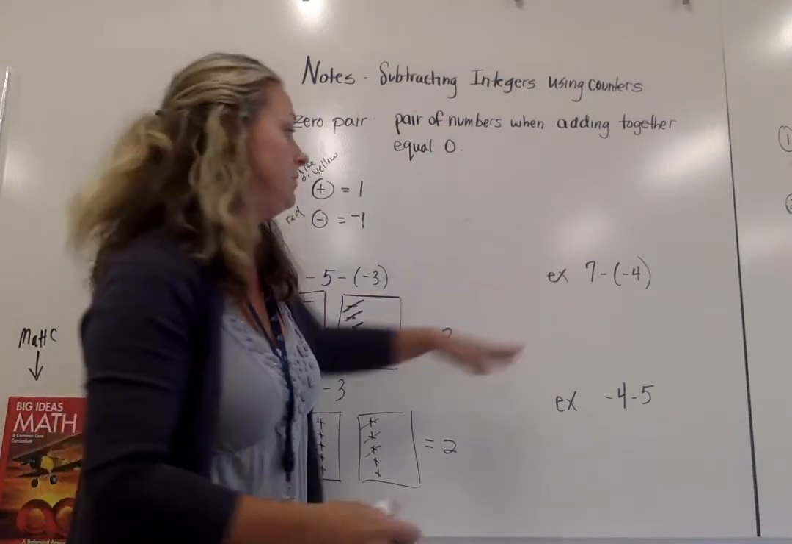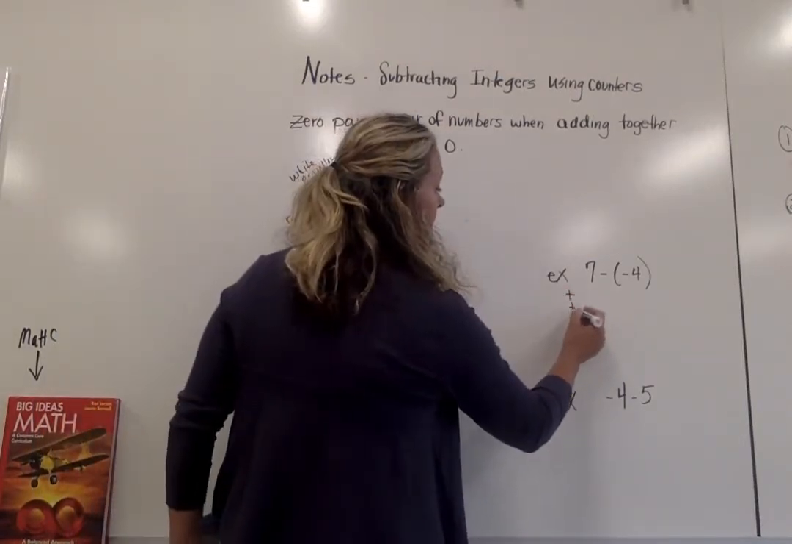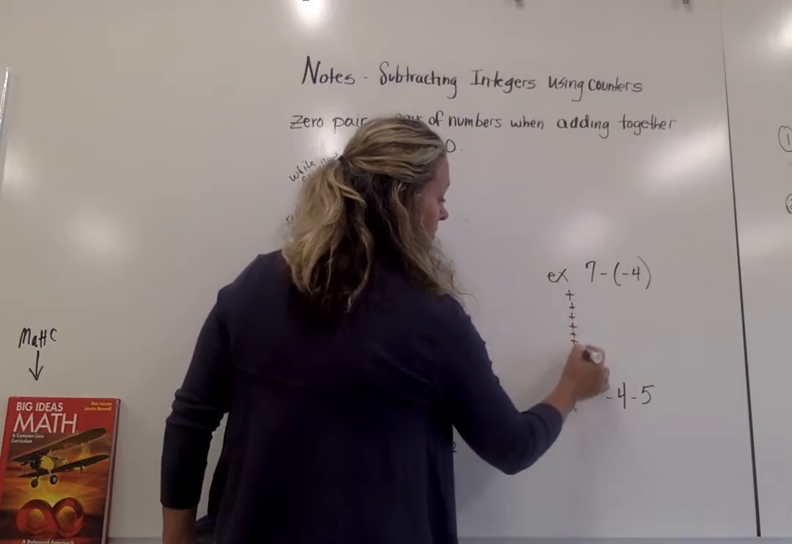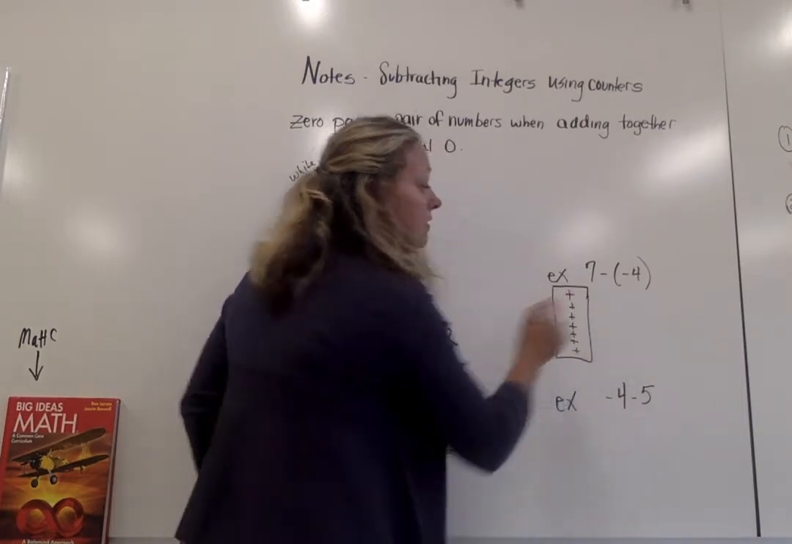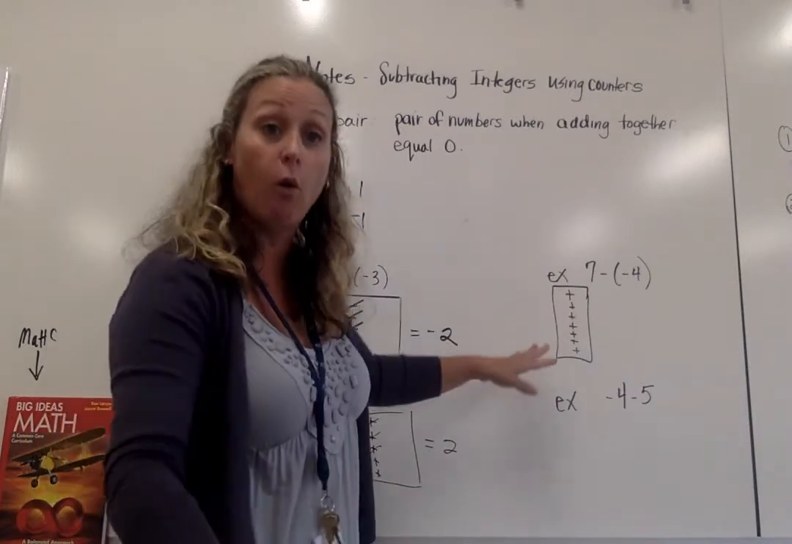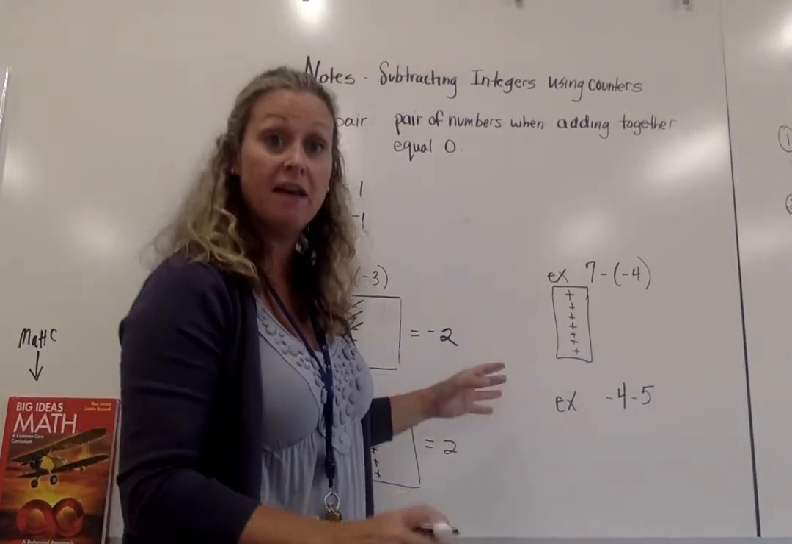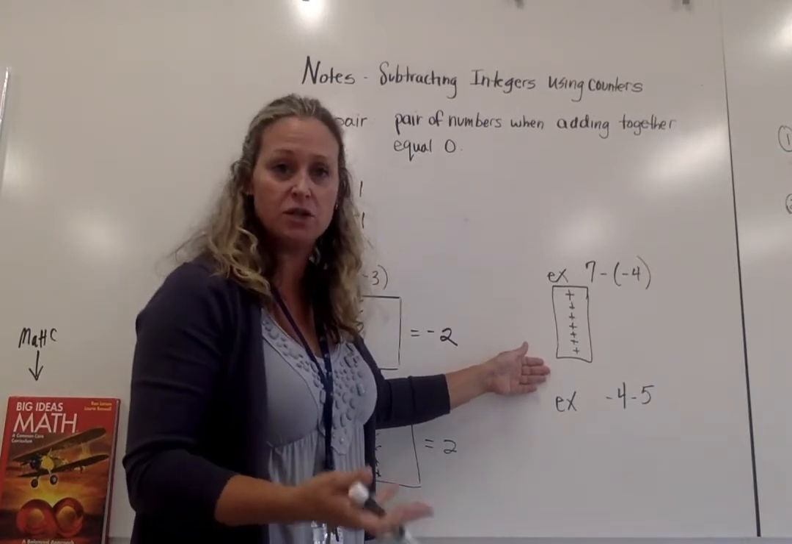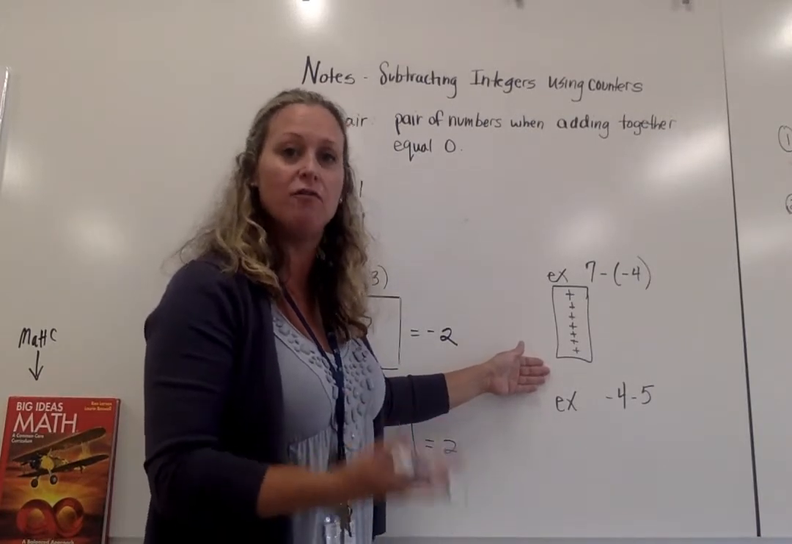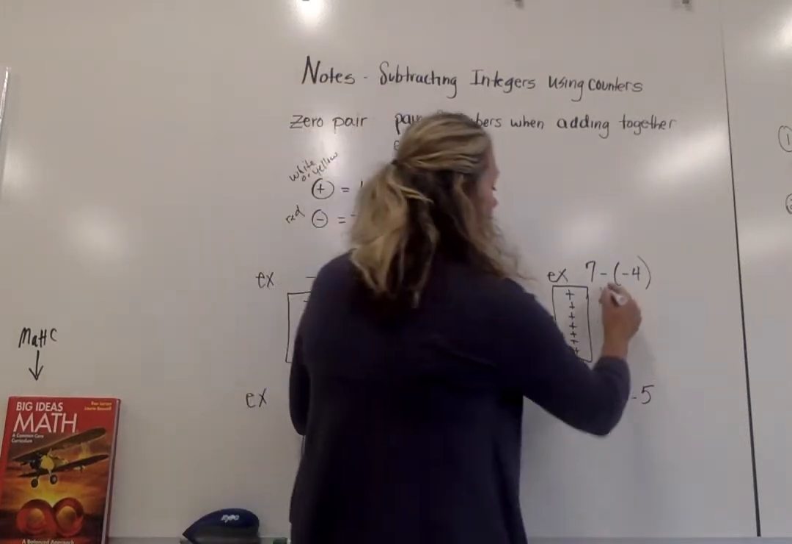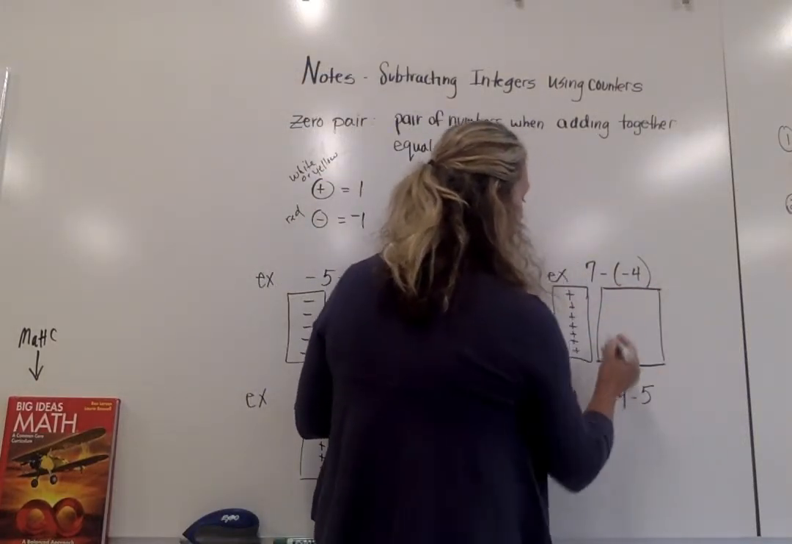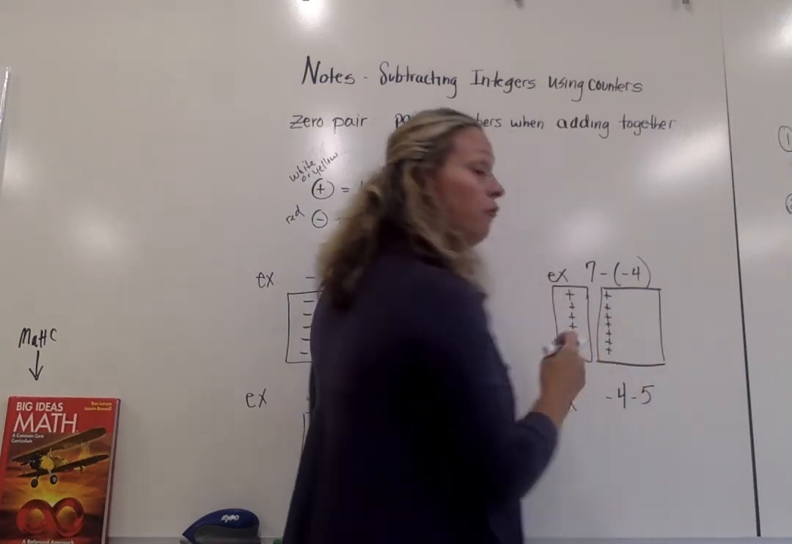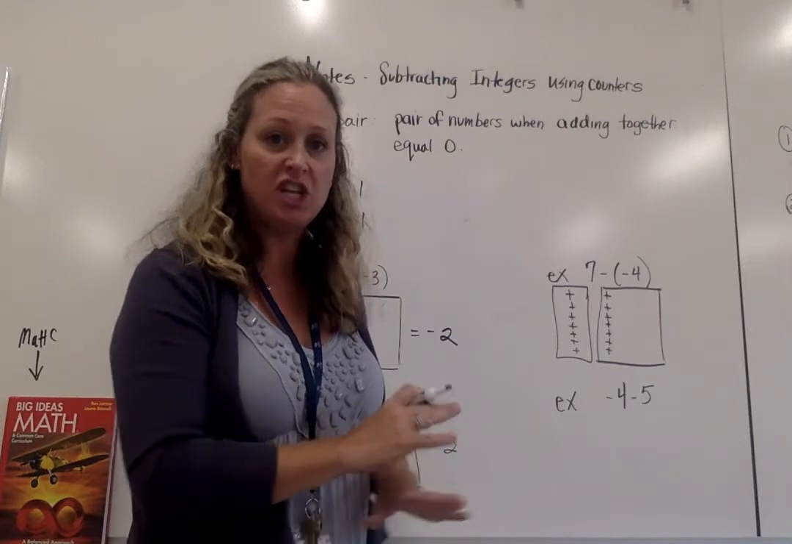In these two examples, I'm going to start the same way. I'm going to model that I have 7: 1, 2, 3, 4, 5, 6, 7. This problem is telling me to take away 4 negatives from 7 positives. As you notice here, I don't have 4 negatives to take away from my 7 positives. So where I'm completing this modeling part, I need to figure out where I'm going to get 4 negatives so that it doesn't change the value.